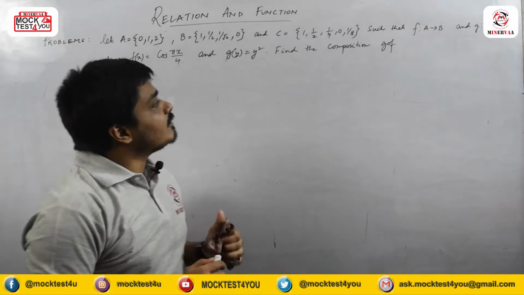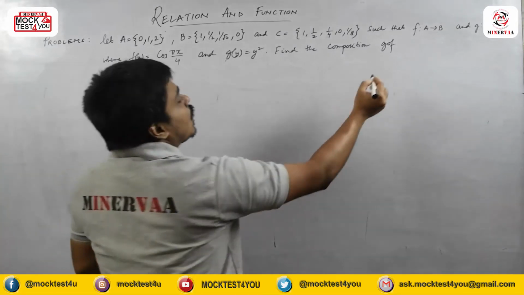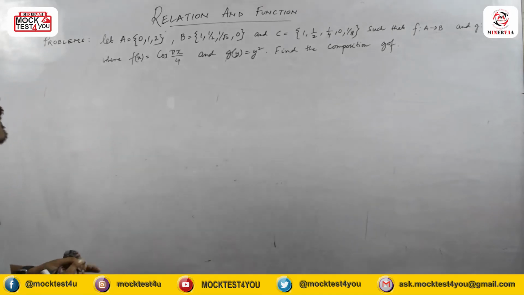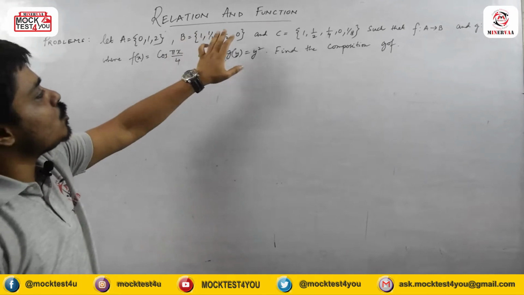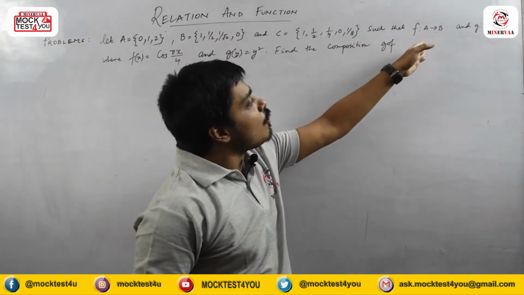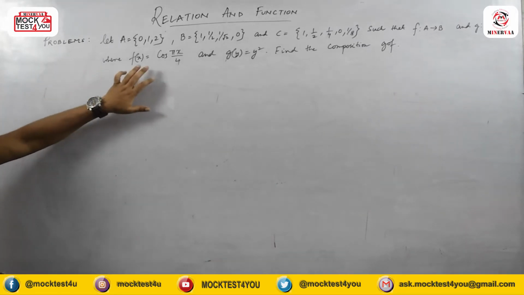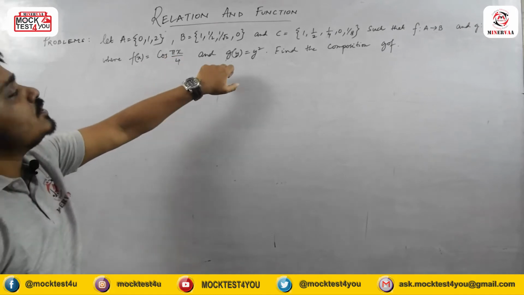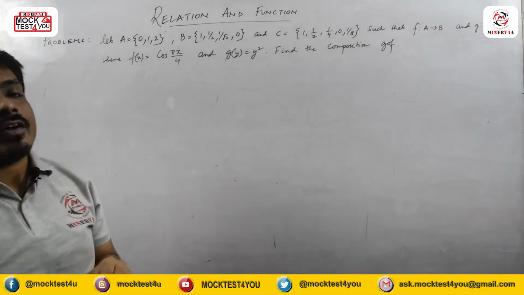So now we have the third question of the day. Here it's a question of composition. Let A be equal to {0, 1, 2}, B is equal to {1/2, 1 by root 2, 0}, and C is equal to this, such that f maps A to B and g maps B to C, where f(x) is cos(pi x by 4) and g(y) is equal to y squared. So we need to find the composition g of f.